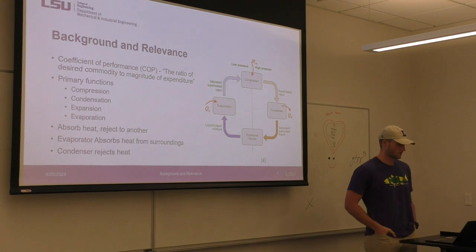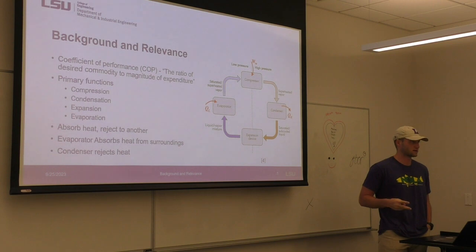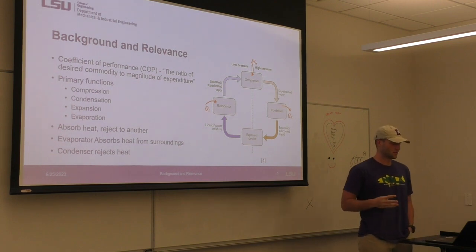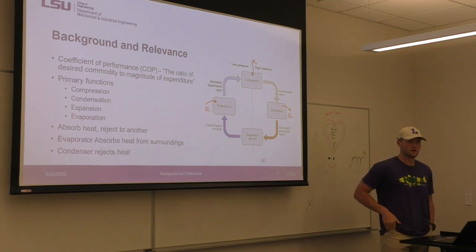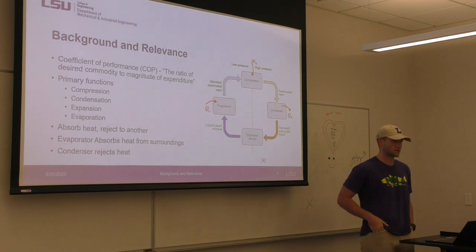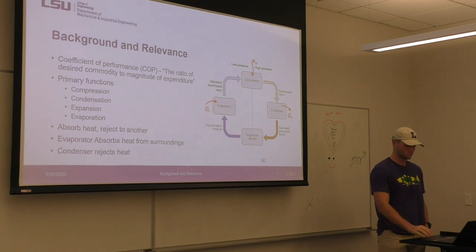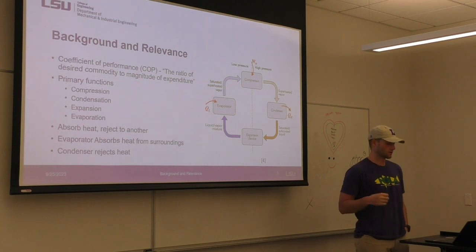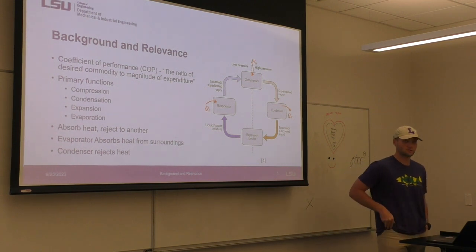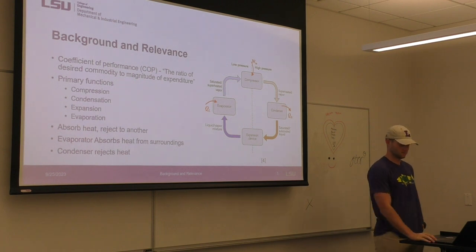So for some more background relevance, going over the entire system that we have, the primary functions will be the compression phase, the condensation phase, the expansion phase, and the evaporation phase. For the evaporation phase, that's where your heat will be introduced from your surroundings, absorbed, and put into the system. And your condenser will actually reject the heat from your system back out to the surroundings. And the COP is the ratio of your desired commodity, which will be either your heat in or heat out, over your magnitude of expenditure, which will be the work put into your system for the certain devices.